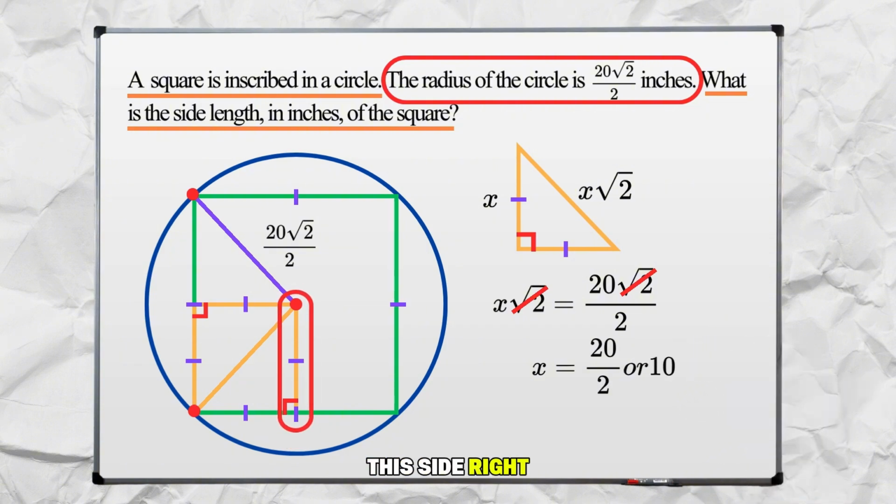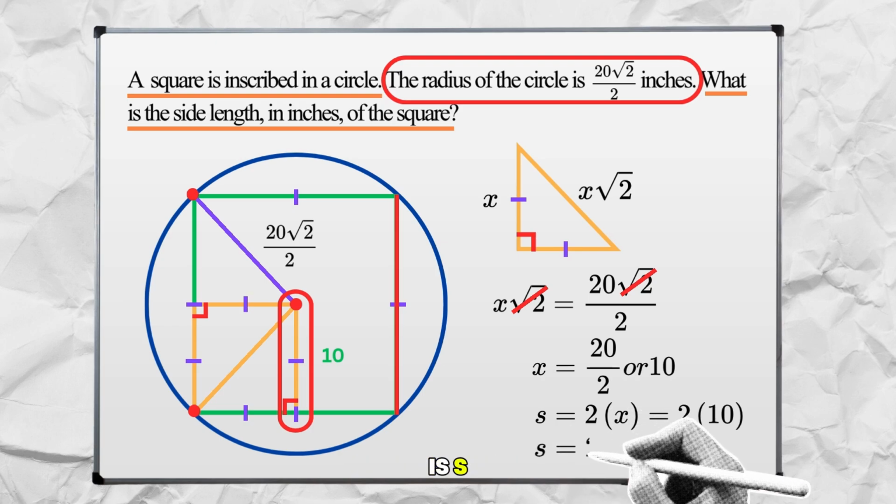We know that this side right here is equal to 10. Now, do you remember how we got this side by drawing a line from the bottom of the square to the center of the square? Well, that means that this line would be half the length of this line right here, or half the length of the total side length of the square. That means that the total side length of the square is double this, which would be 10 times 2. So s, or the side length of the square, is equal to 2 times x, or 2 times 10. That means that our final answer is s, or the side length of the square, is equal to 20.